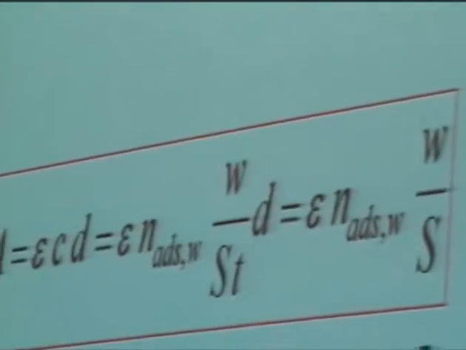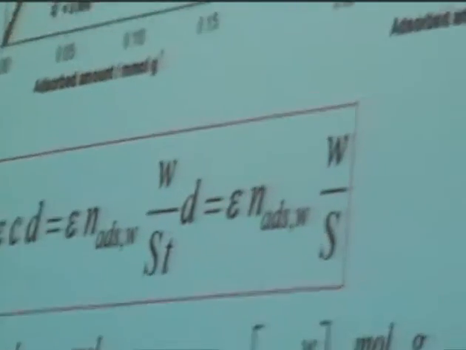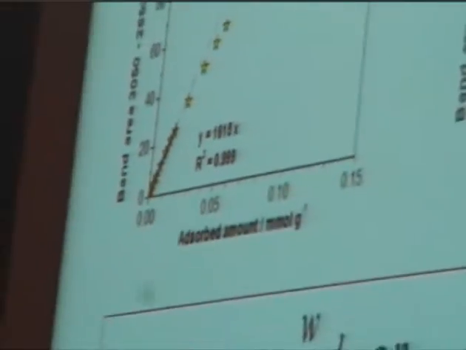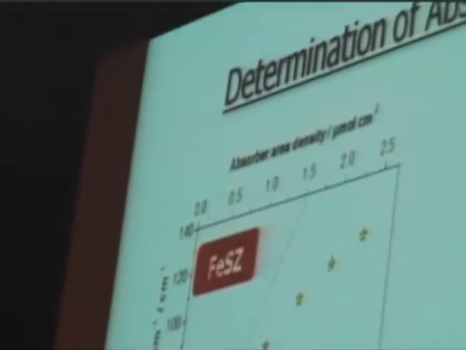So what does it look like then when we plot the absorption, and we're using exclusively integral absorption, versus the absorbed amount? If this law is valid, we should actually get linear correlations. You see this on the left side for neopentane on the iron sulfated zirconia.